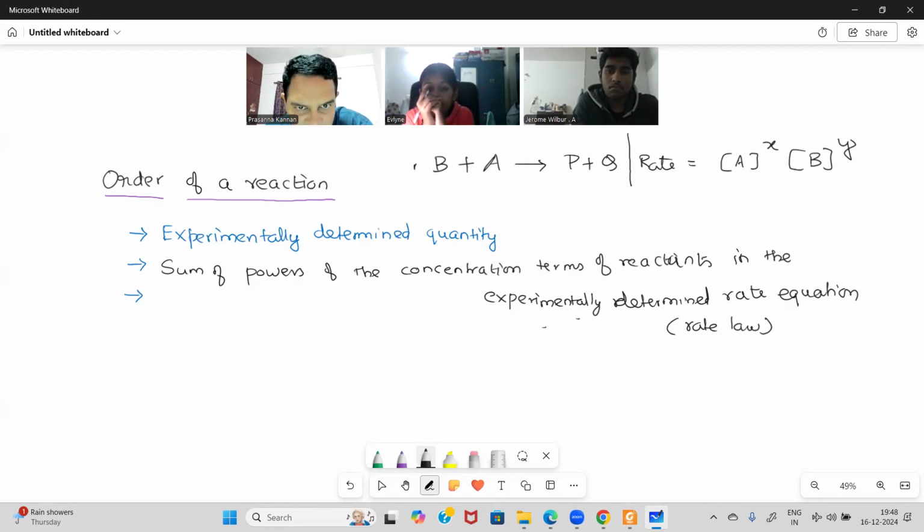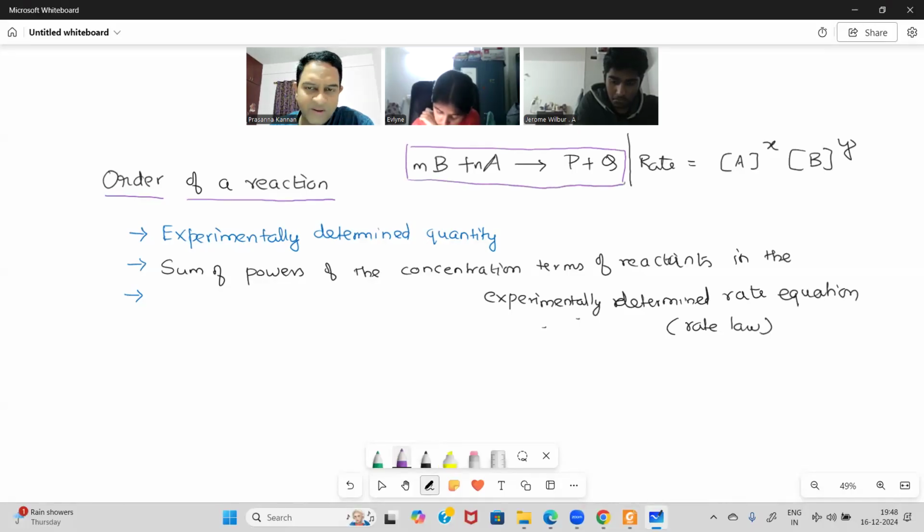Okay. Let's say this is M, this is N. So you can see that the reaction is M moles of B combining with N moles of A to give P and Q. So the rate of the reaction is going to be given as a rate constant multiplied by concentration of the reactant A to the power X into concentration of reactant B to the power Y, where X and Y may or may not be equal to M and N.